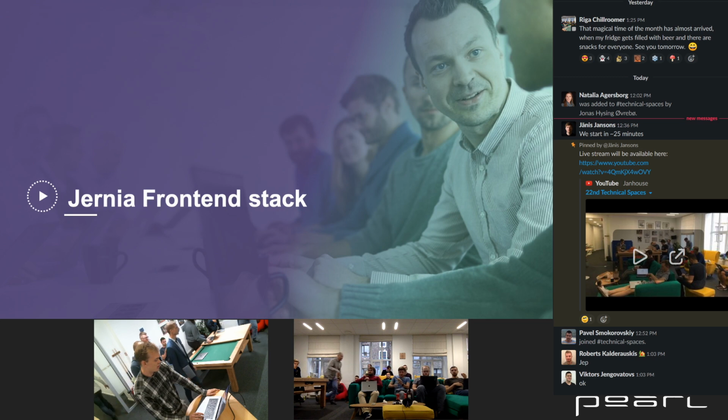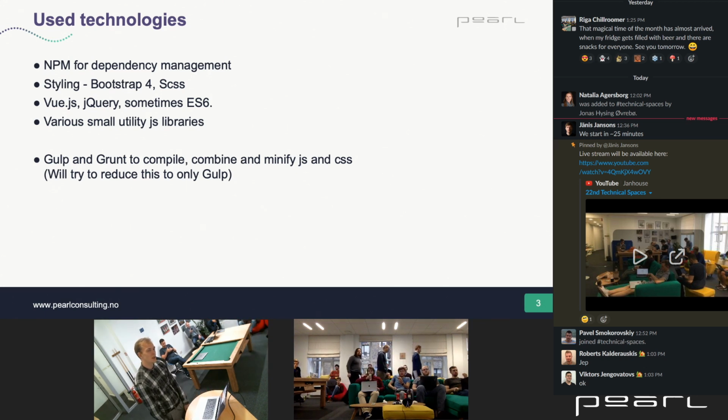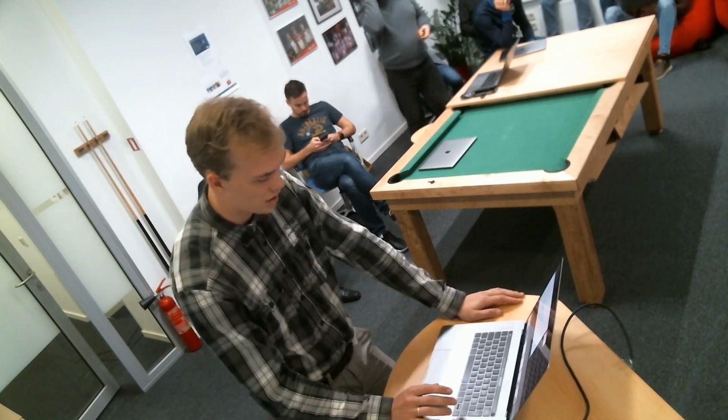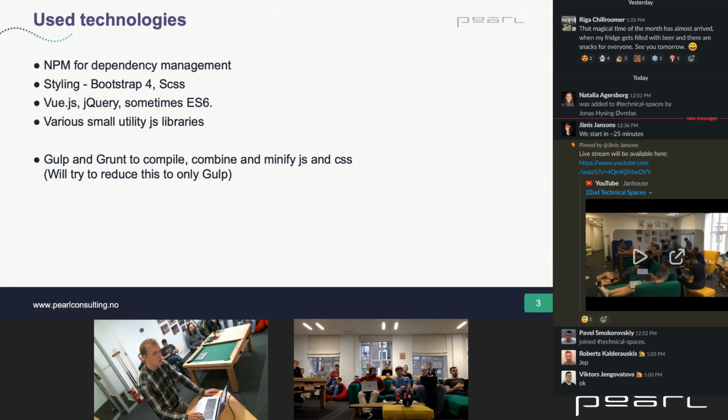First things first, what does our storefront consist of? We have Node Package Manager to get all the dependencies. For styles, we use Bootstrap 4, which we upgraded from version 3. It was quite a process. And SCSS for styling. We have Vue.js driven checkout. For other pages, mainly we use jQuery and ECMAScript 6 to get the dynamic in motion. And also with Node, we get various small utility JavaScript libraries for date picking, validation, and such. And in the end, all the JavaScript is compiled, combined, and compressed by Gulp and Grunt.